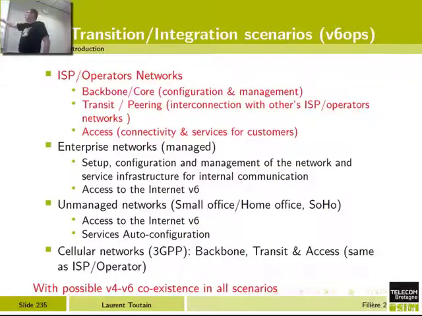Then you have unmanaged networks. So unmanaged networks are easier for IPv6 because you have no managers. You have only automatic things to do. So it's easier to push IPv6 here. And here, of course, auto-configuration will be a good place for IPv6.